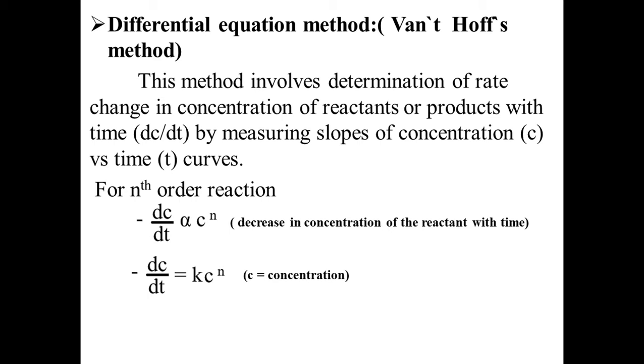In this method we determine the rate of change in concentration of reactants or products with time, that is dC divided by dt, by measuring slopes of concentration C versus time t curves. For an nth order reaction, the equation is given by minus dC divided by dt is proportional to C to the power of n. Here the minus sign indicates decrease or disappearance in concentration of the reactant with time. Remove the proportionality, put k as the rate constant. The equation becomes minus dC divided by dt equals kC to the power of n.